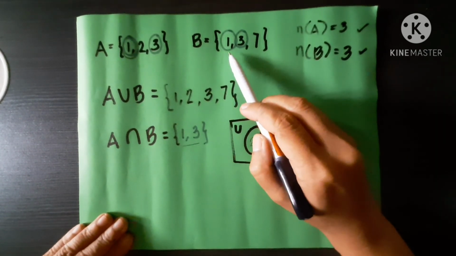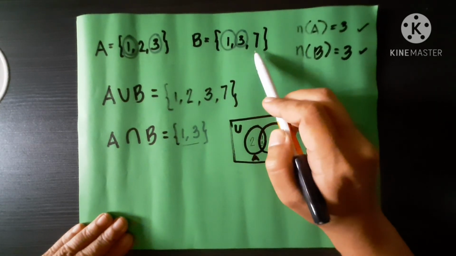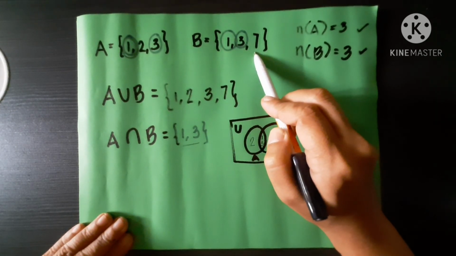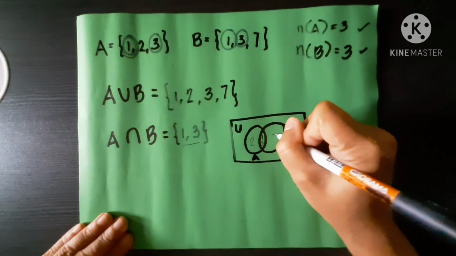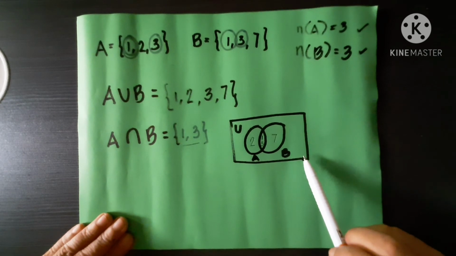And the same also here kang set B. Human naman na nasulat si 1 ug 3 sa intersection, but pasabot ang ako na lang isulat ang nabilin nga element 7. So, mao na siya ang Venn diagram ani nga sets.